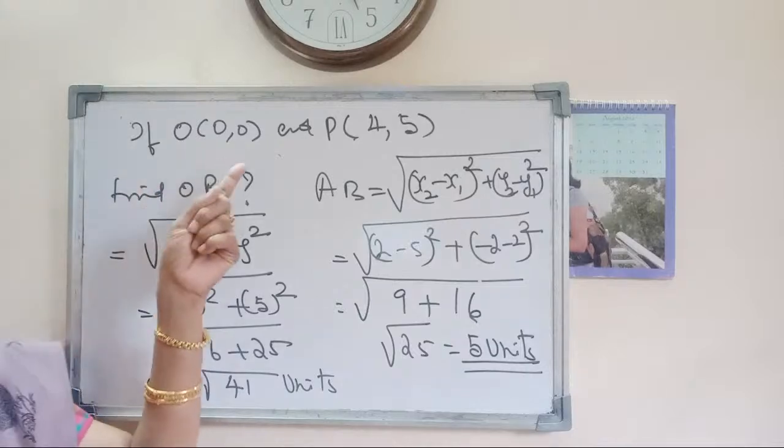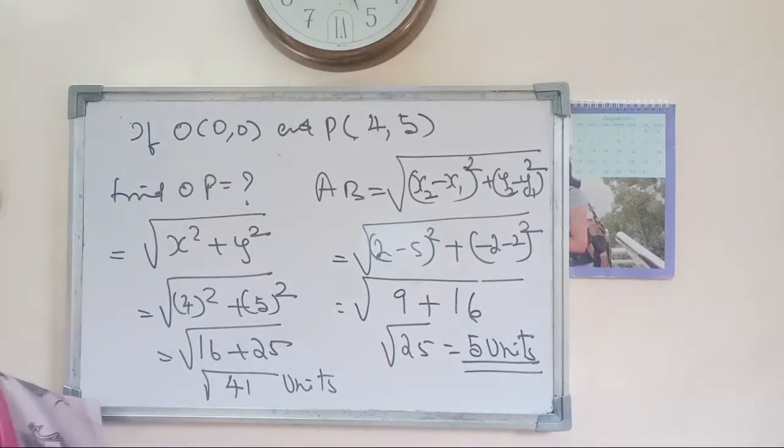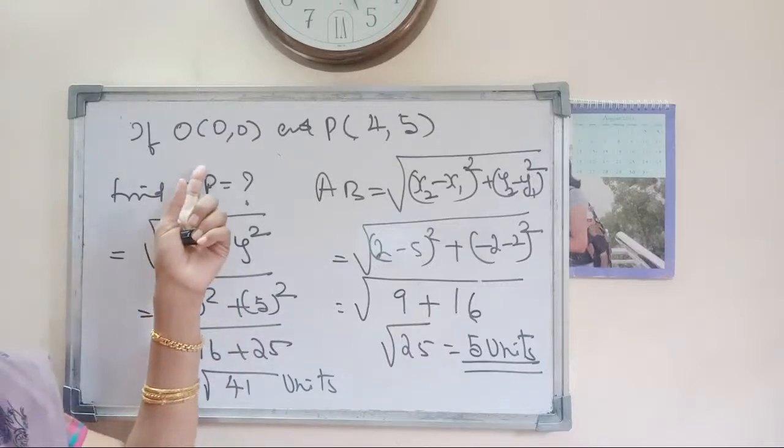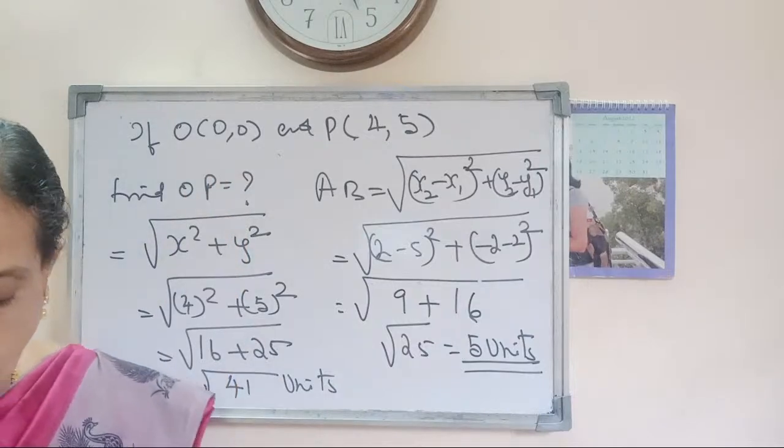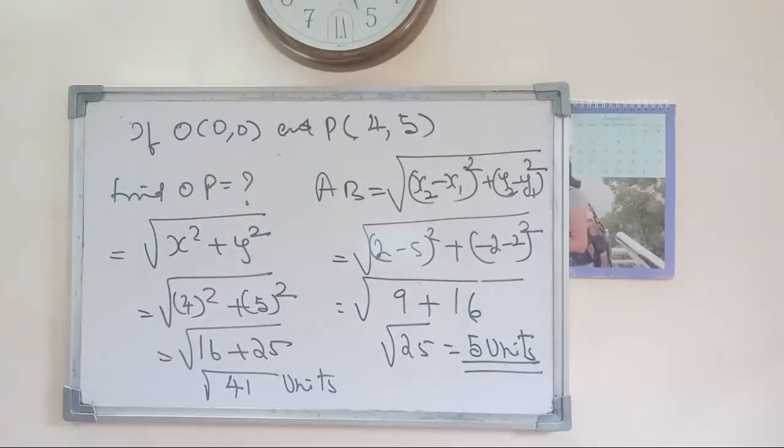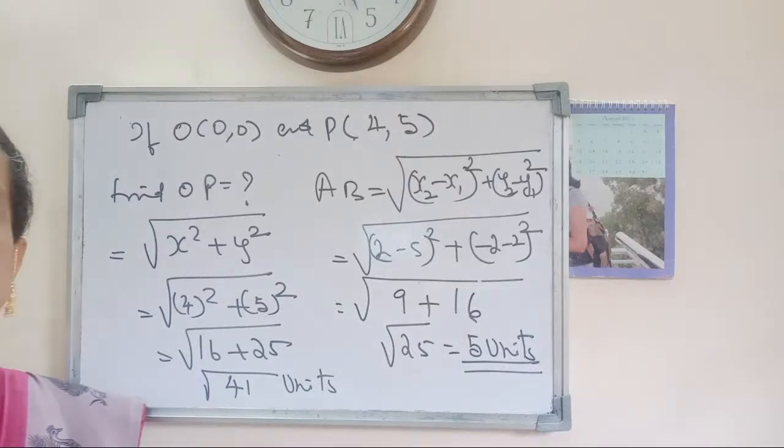Instead of mentioning 0 comma 0, you may get the question: find the distance from the origin to the point. Then you have to consider that when they mention origin, its ordered pair is 0, 0. Okay. So now I will move on to the next type of usage of the same distance formula, but the type is different. Shall I move?